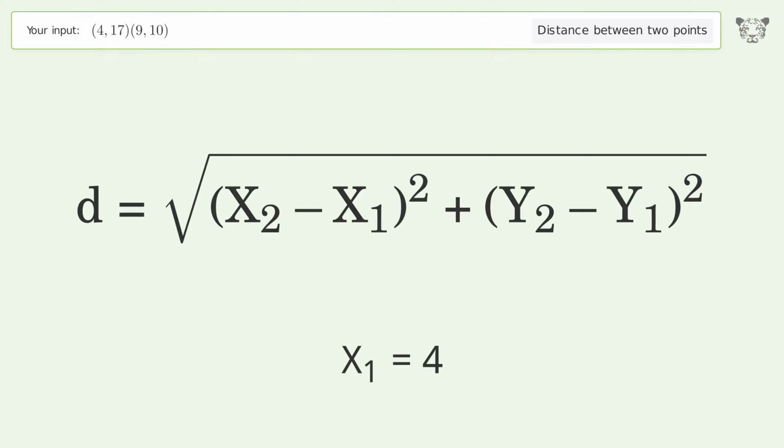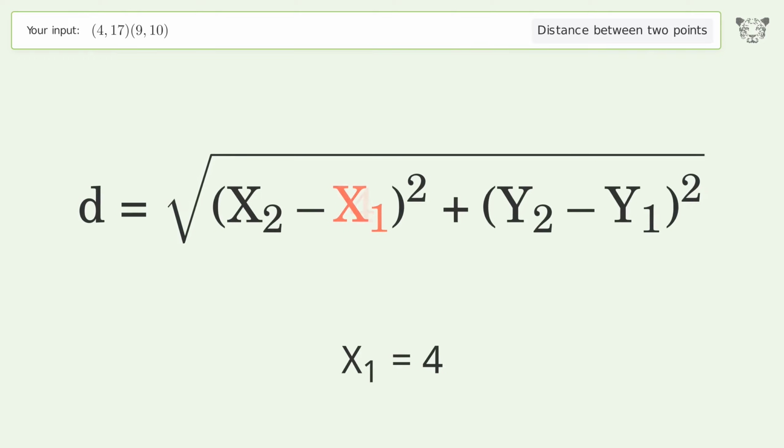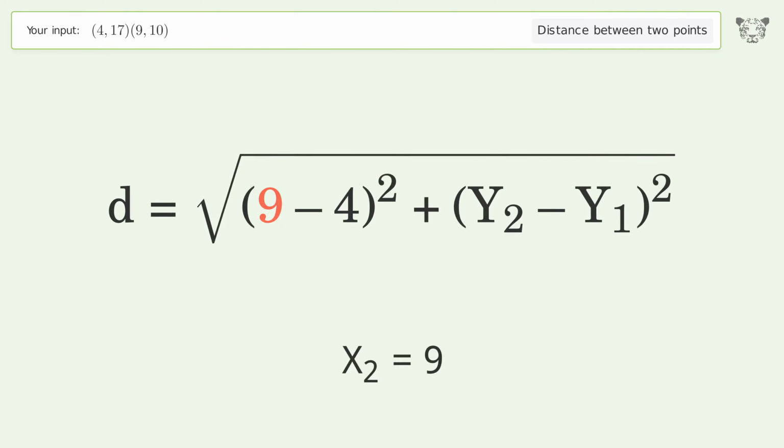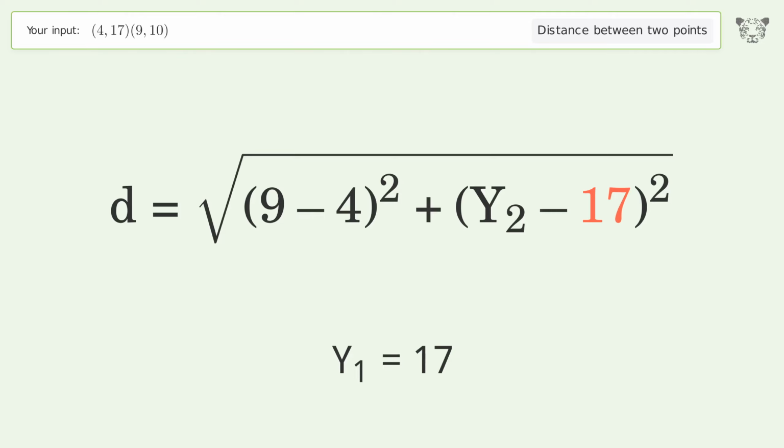x1 equals 4. x2 equals 9. y1 equals 17. y2 equals 10.